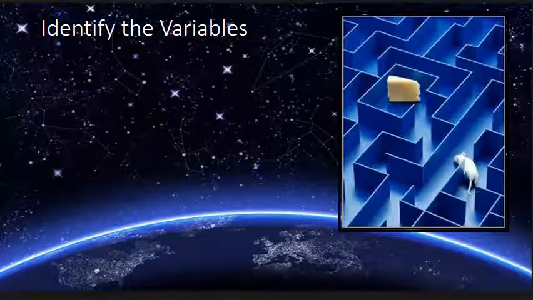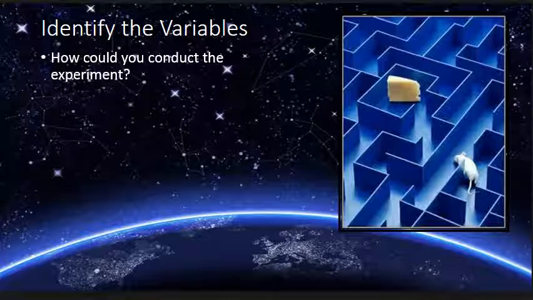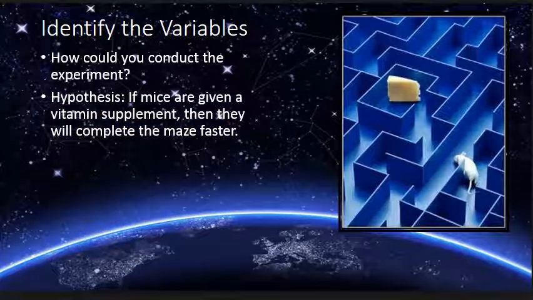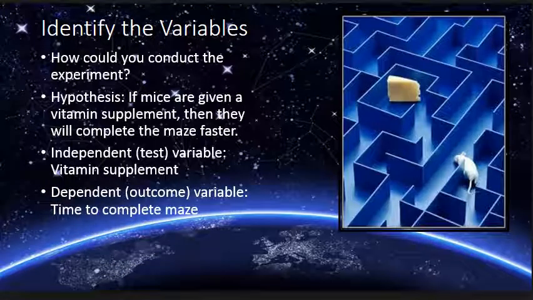To identify variables, we'll use a possible experiment on rats or mice in a maze. So how could we conduct it? Well, we could put a little block of cheese in the center of the maze and try to get the mice to reach it, and we could time them. So maybe a hypothesis could be if mice are given a vitamin supplement, then they will complete the maze faster. In this case, the independent test variable is the vitamin supplement, and the dependent variable is how long it takes them to complete the maze.